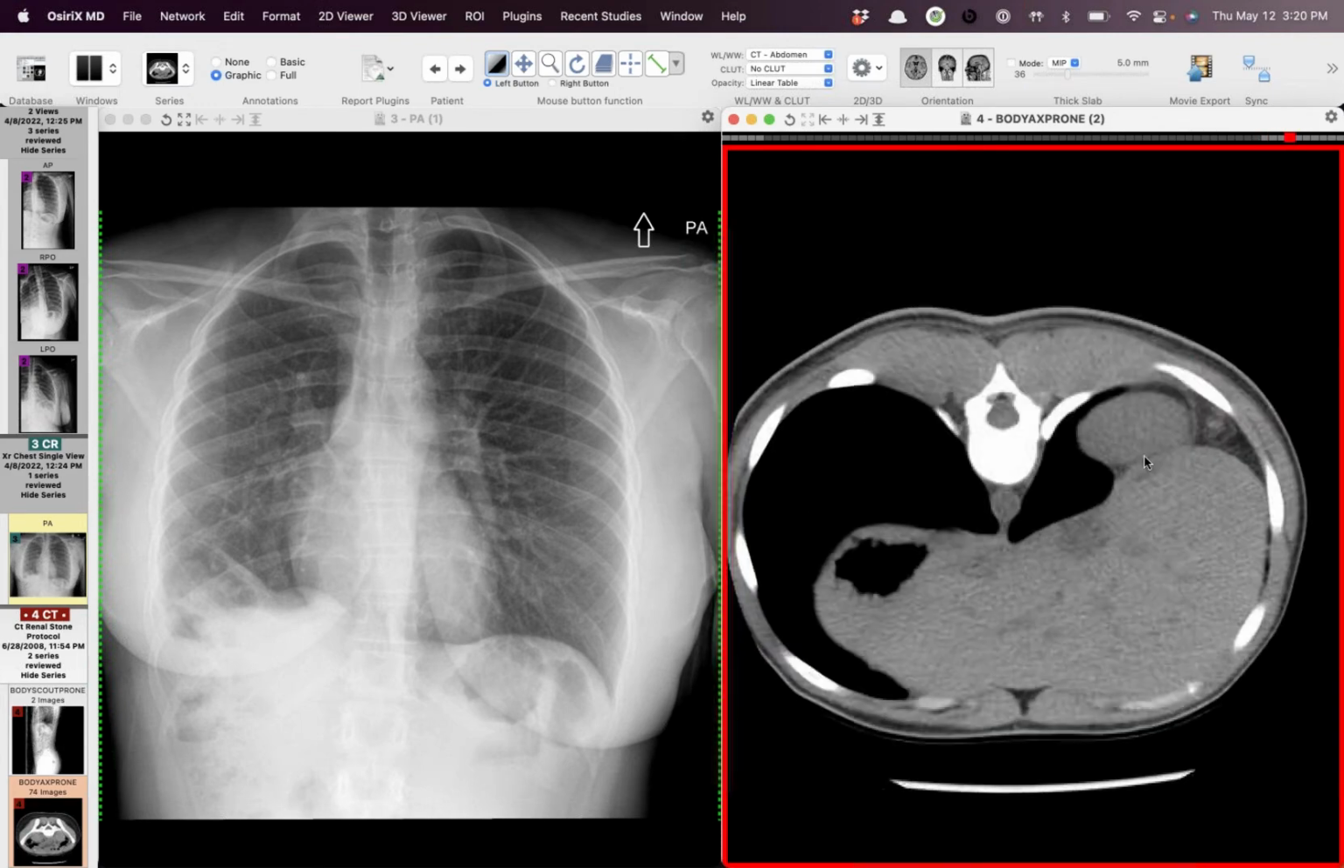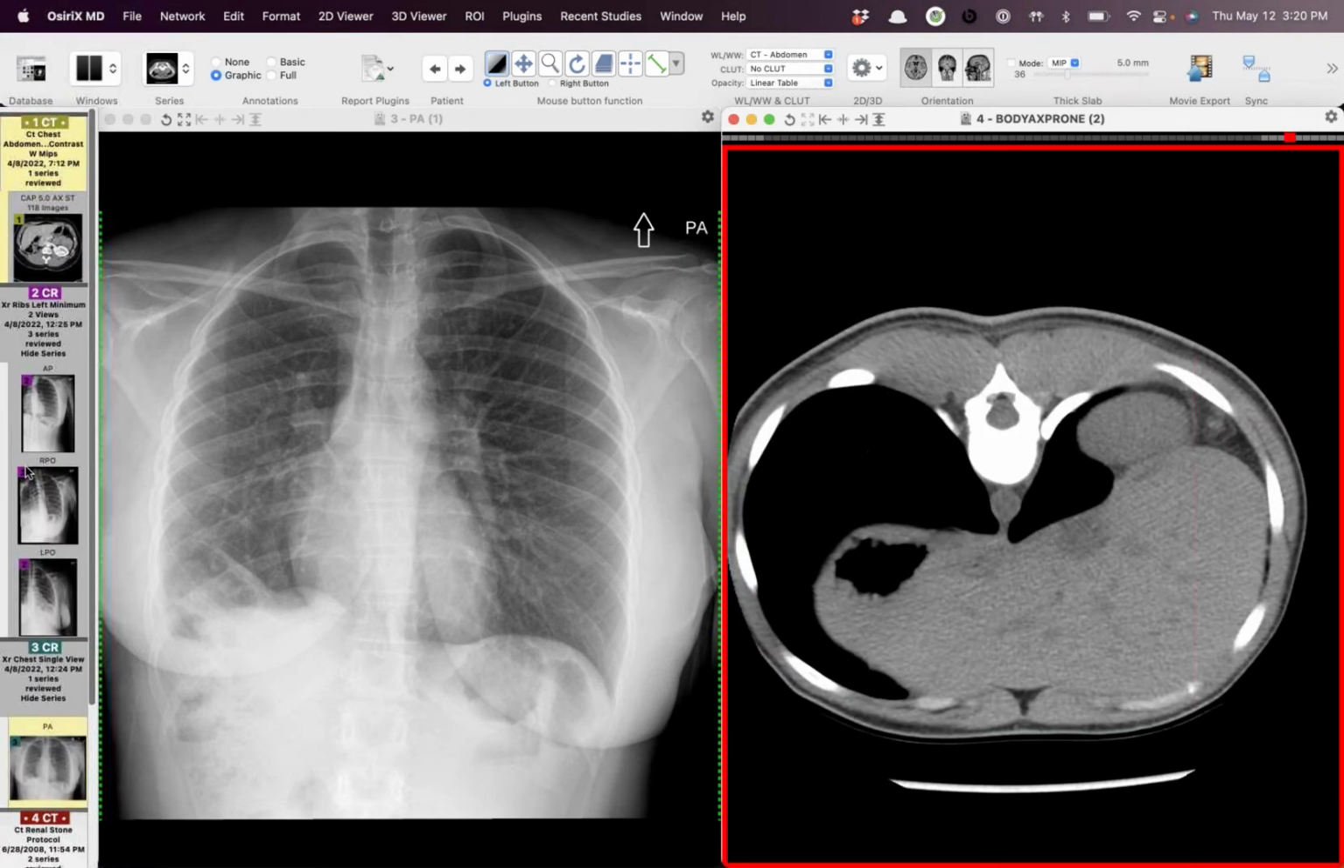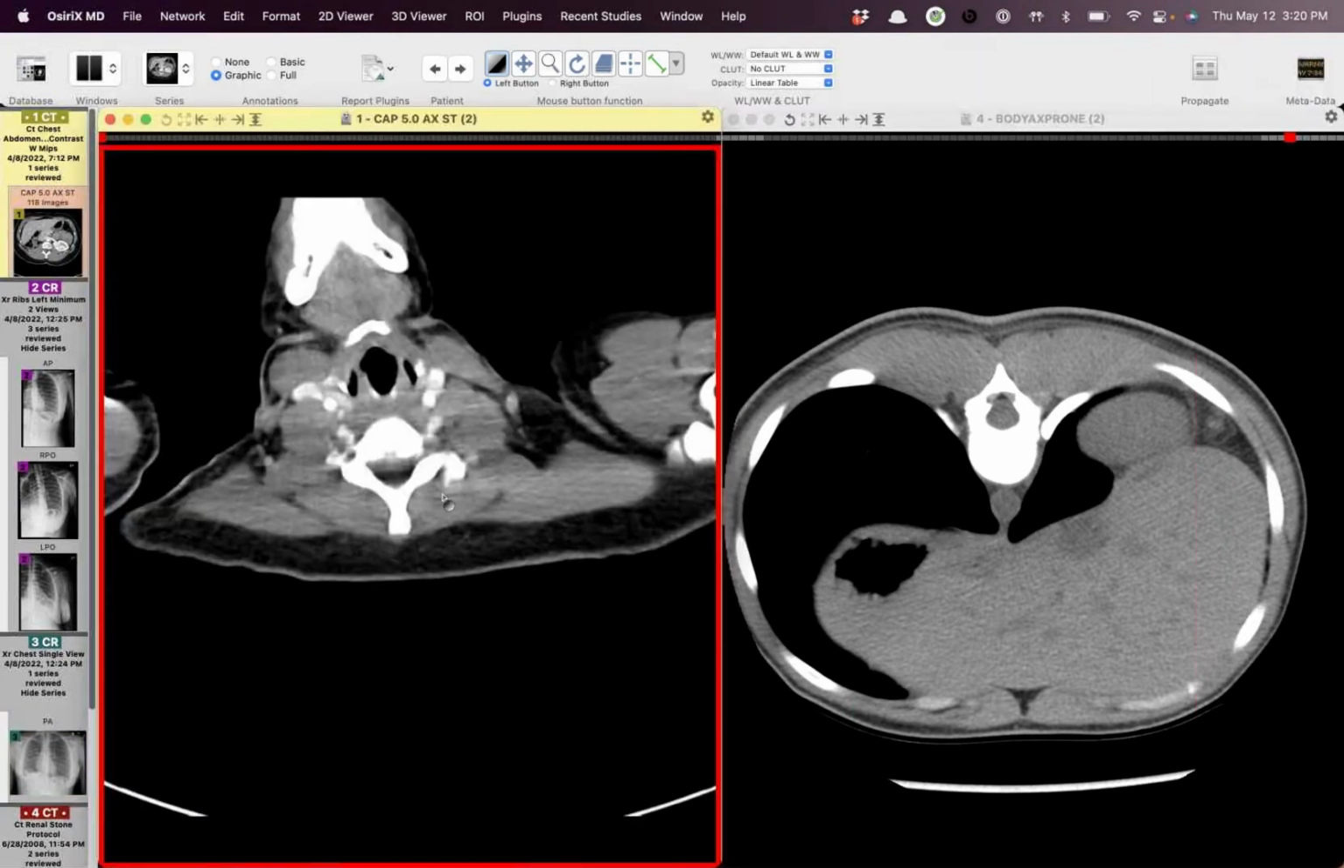And my question then for you guys, and I don't know, because we do have a CT, and I'll show it to you right here.